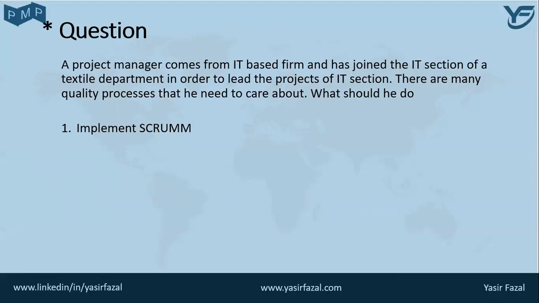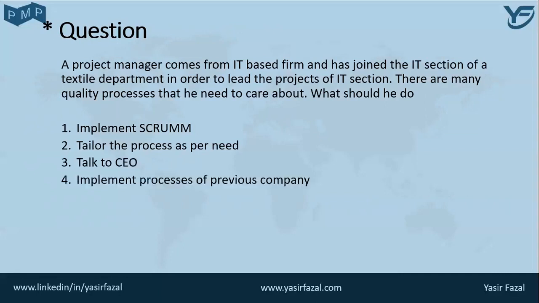First option is implement Scrum. Second option is tailor the processes as per need. Third option is talk to the CEO. Fourth option is implement processes of the previous company.